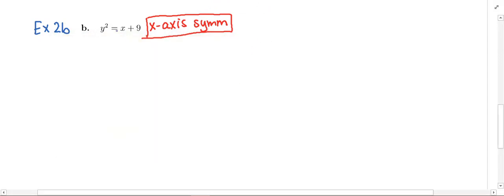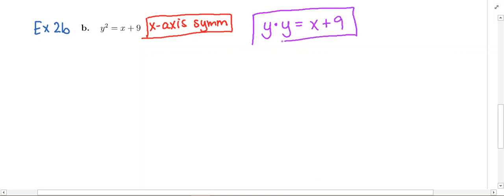Okay, the only piece of this equation that has an exponent on it is the y. You have y squared. So we're going to rewrite that as y times y to get rid of the exponent. Okay, that's got to equal x plus 9. Okay, when we do our algebraic tests, we're going to look at this purple equation in the box.